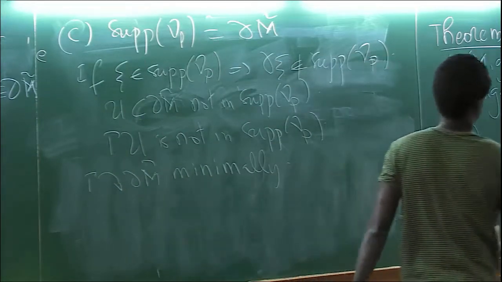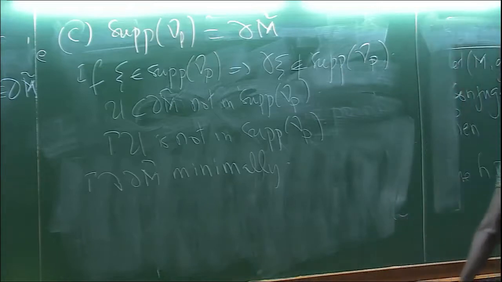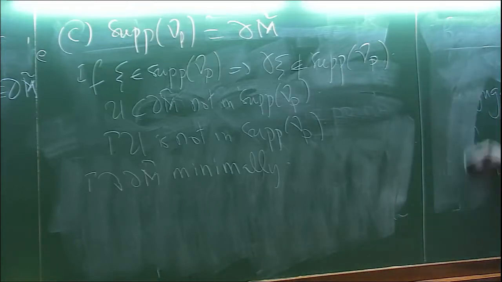So now from these measures on the boundary, we project a measure on the unit tangent bundle, like this.